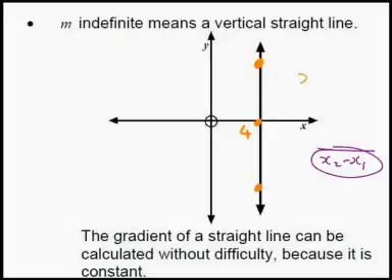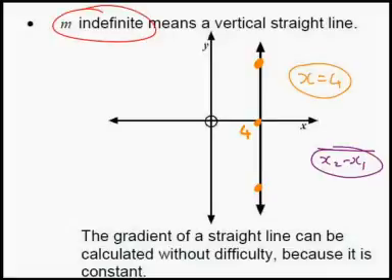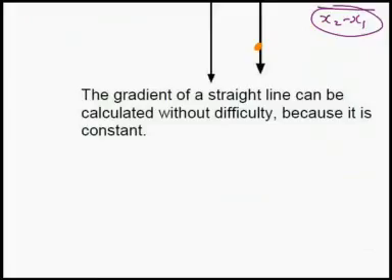So this one will have the equation x is equal to 4. That's not even closely related to the formula for a straight line graph, at least the previous one we had y is equal to 0x plus c. This one is not even y equals anything, it's just x equals the value, but that is a vertical straight line, and it points to the fact that we have an undefined gradient. It cannot be determined. The gradient of a straight line can be calculated without difficulty because it is constant.